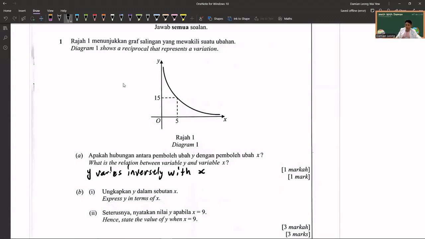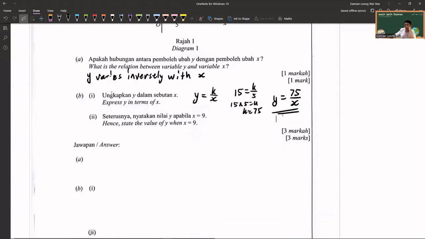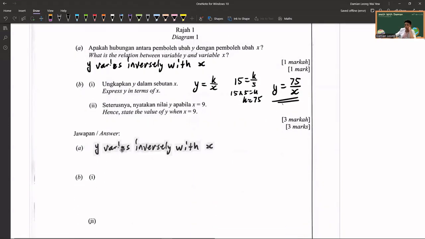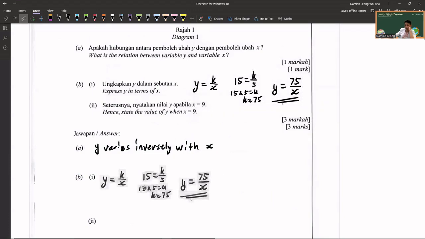Okay, then B1, express y in terms of x. So we have y equals a constant over x. We have to figure out the constant, so just sub in the value that we have here. When x is 5, y is 15. Means 15 equals k over 5. 15 times 5 is k. K is 75. So y equals 75 over x. That's the y in terms of x. Put this here.